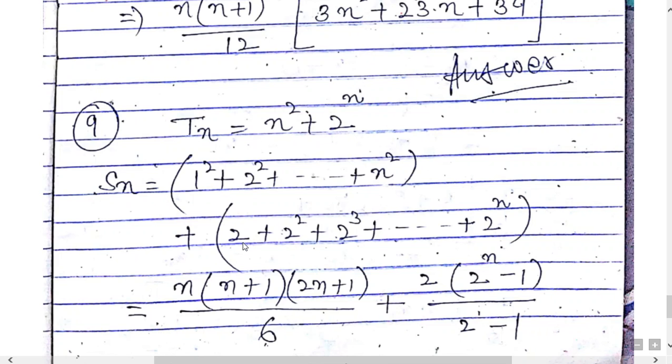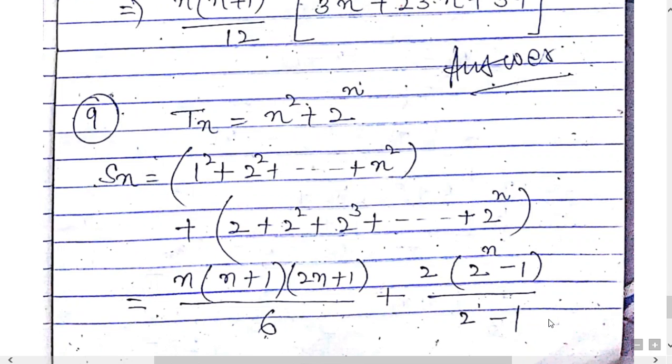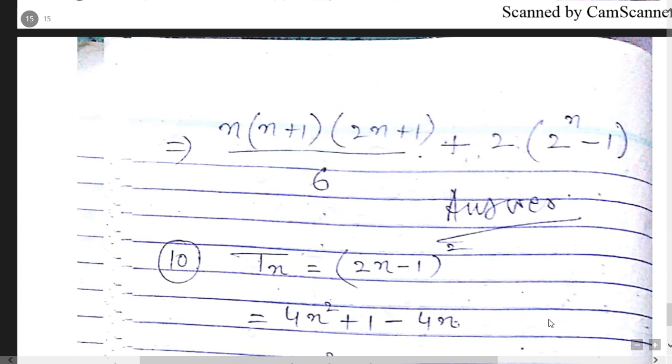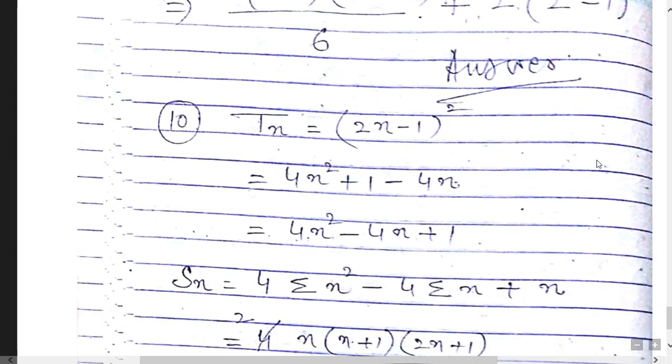It means it can be written as 2 plus 2 square plus 2 cube and so on up to 2 raised to power n. Basically it's a GP. The formula is a into r raised to power n minus 1 divided by r minus 1. It means the answer is n into n plus 1 into 2n plus 1 divided by 6, and the second term is 2 into 2 raised to power n minus 1. Basically the denominator is 1. That's why it's the final term.